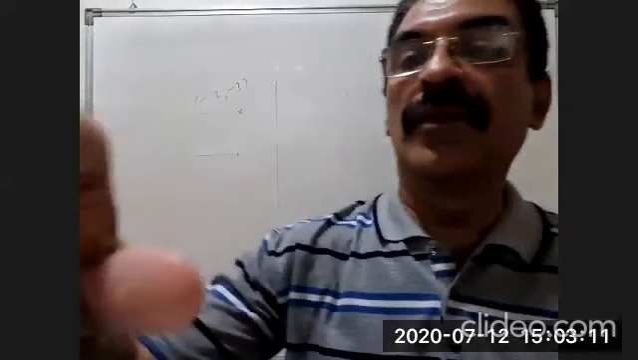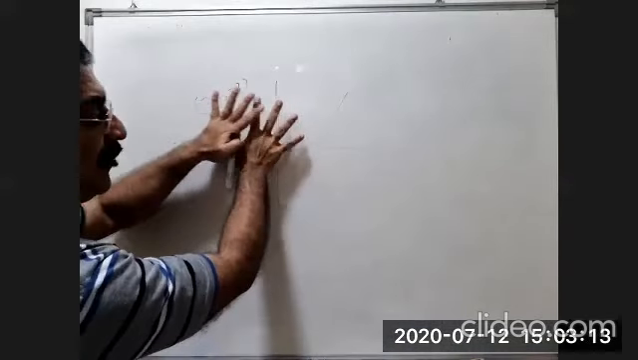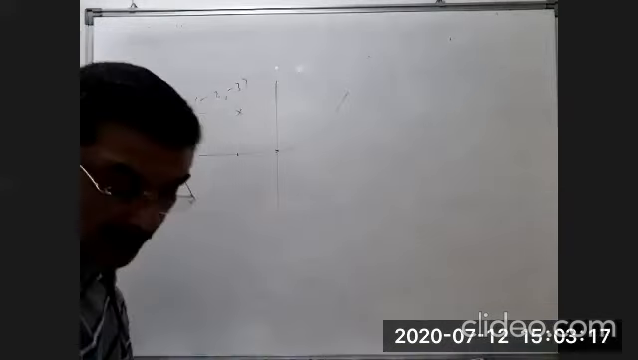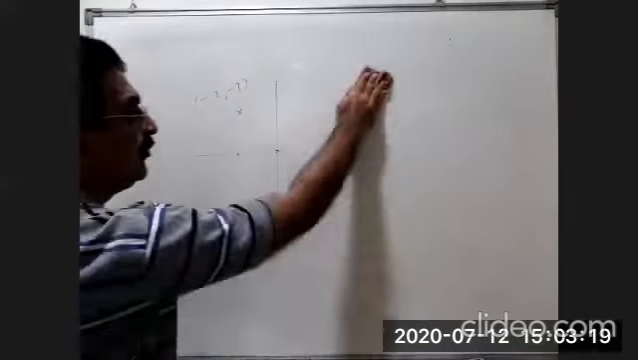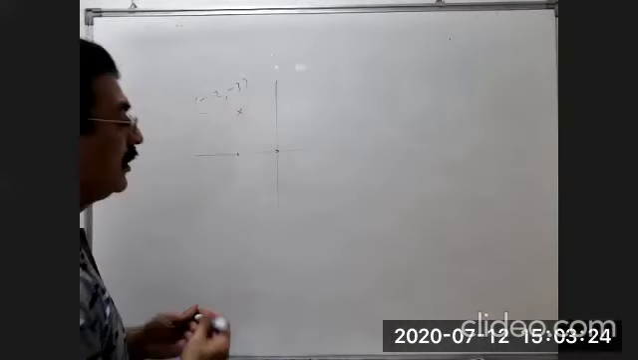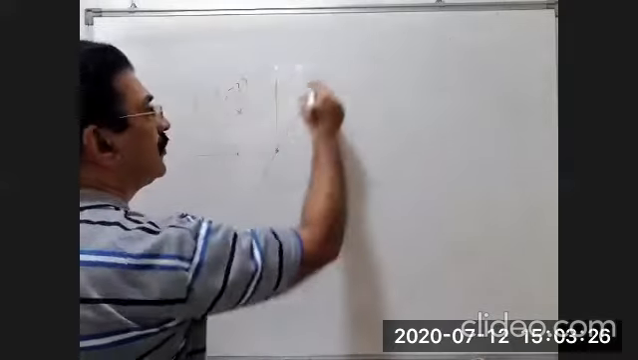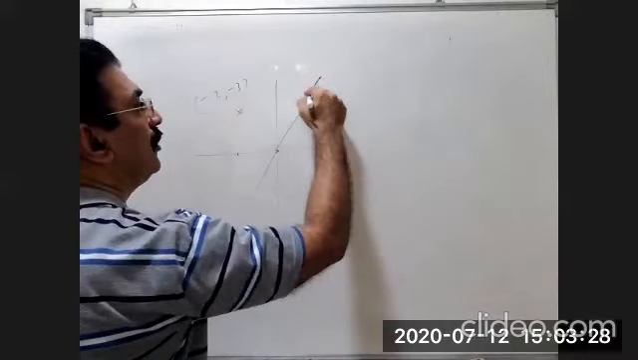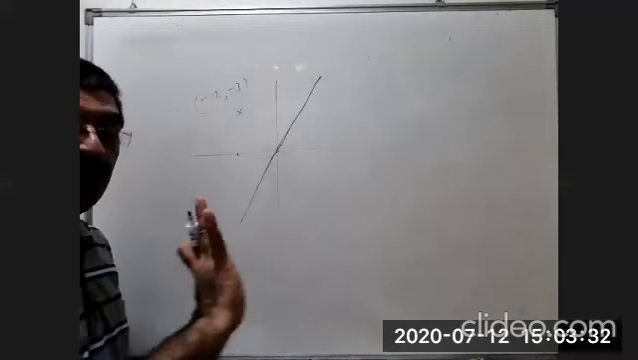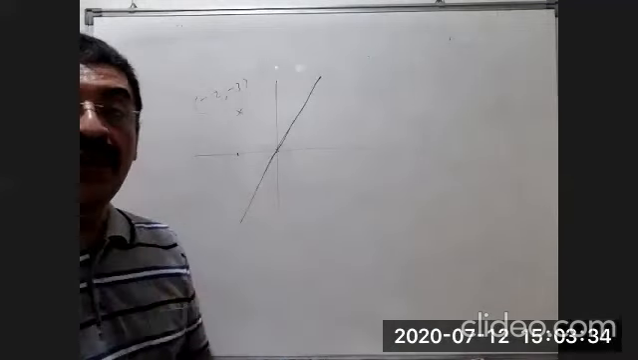Shade towards the origin means we are taking the half plane including the origin. Otherwise, the other half plane. This is the idea. Again, if the line is passing through the origin, then we cannot take 0, 0. So again, what is the rule?